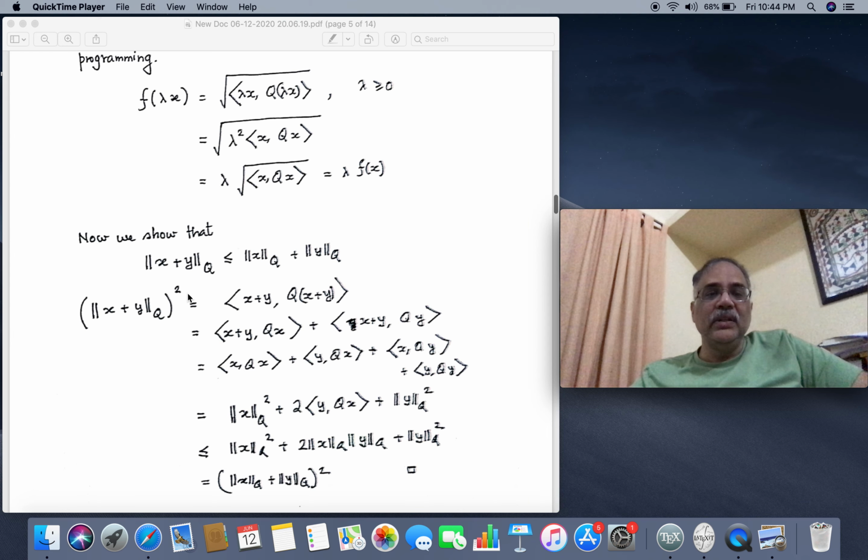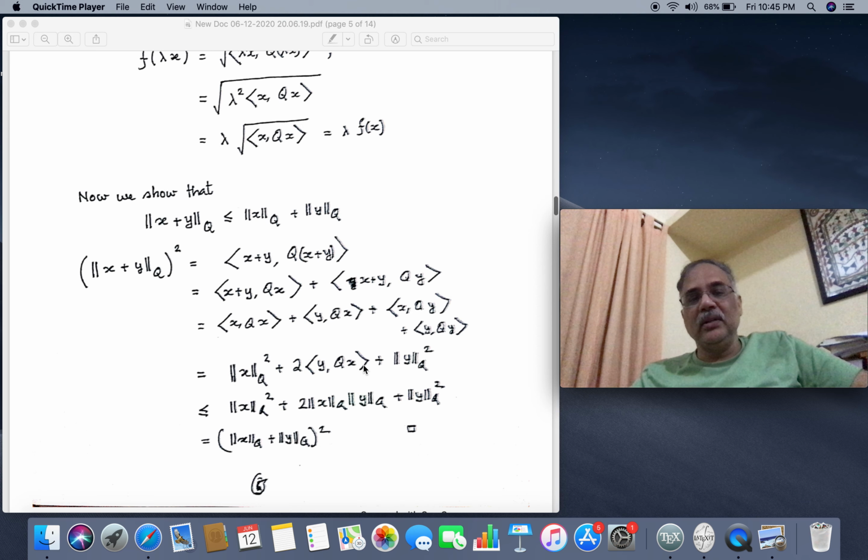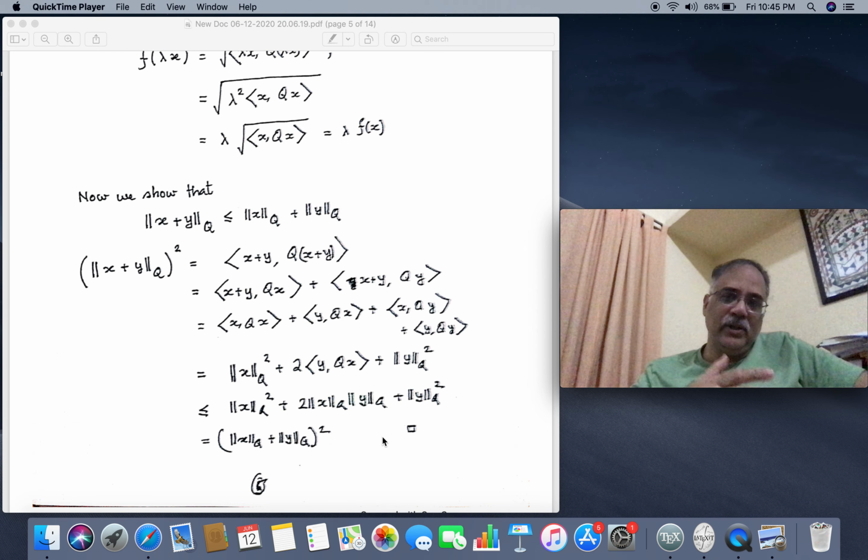Now to prove subadditivity, you start by taking norm of x plus y with respect to q, whole squared, and write the definition, that norm x q squared is nothing but this inner product. Then you come to the second last line. If you know how to prove the Cauchy-Schwarz inequality, you can easily show that y inner product qx is less than or equal to norm x with respect to q times norm y with respect to q, and hence you get this expression. So the triangle inequality holds, and then it's subadditive. Of course you can say it was a norm, so you have already told it was a norm, it will be subadditive. But okay, it's a proof that the triangle inequality holds.